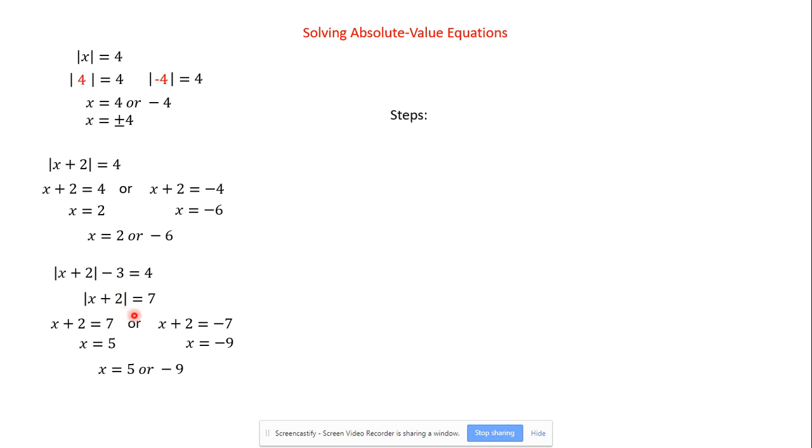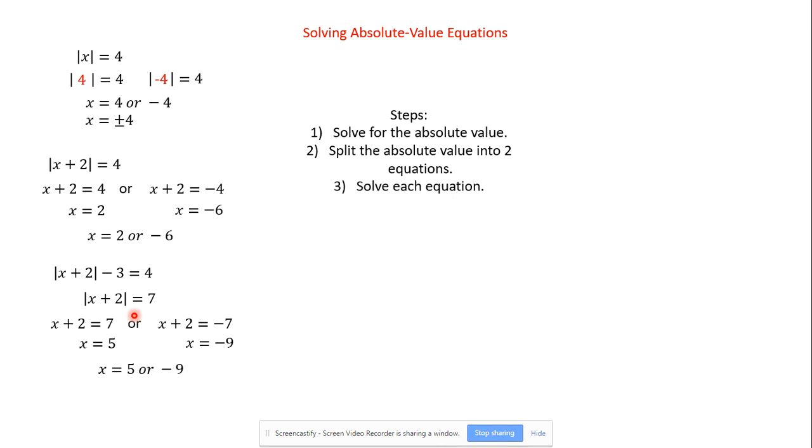So our steps to solving absolute value equations. The first step, we want to solve for the absolute value. We want to get the absolute value equals something. Second step, split the absolute value into 2 equations, and then solve each of those equations. So one thing I want to point out, notice over here, I did not subtract 2 until I split it up. Do not add or subtract anything out of an absolute value. That is not going to end up well for you.